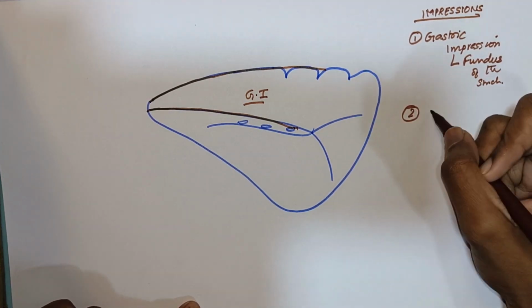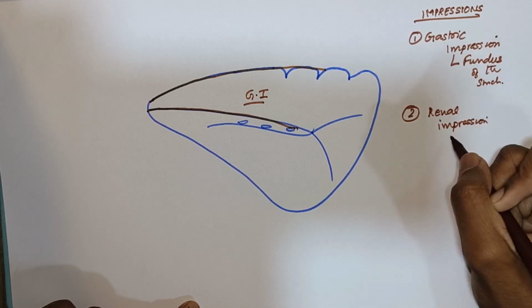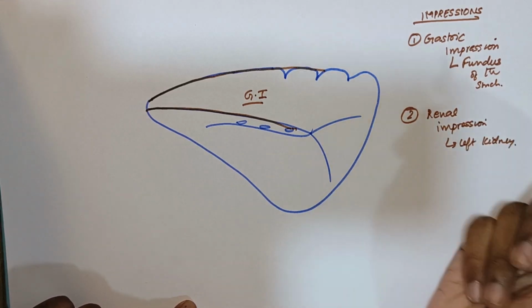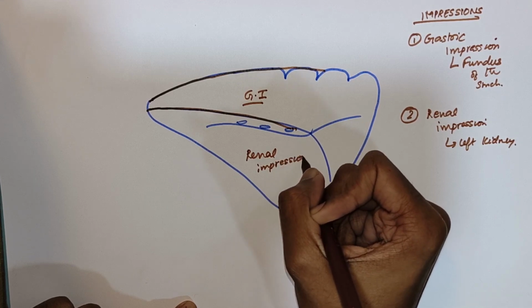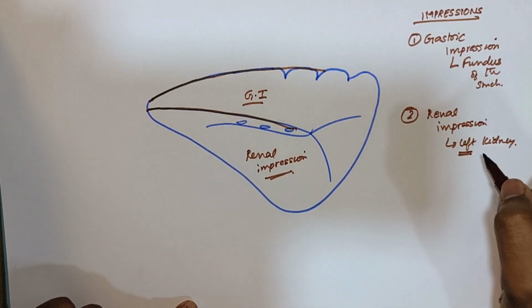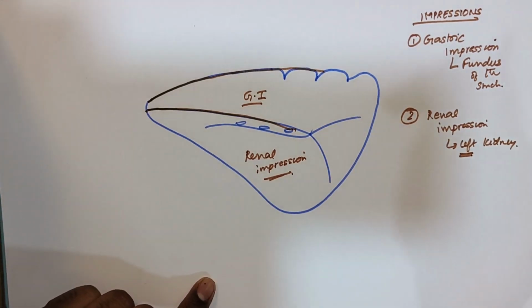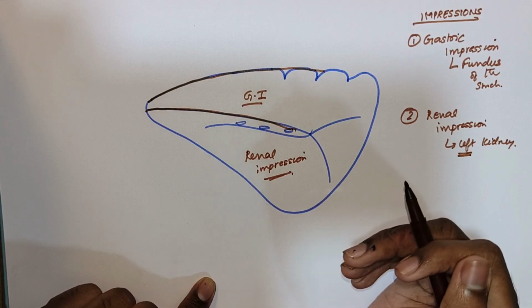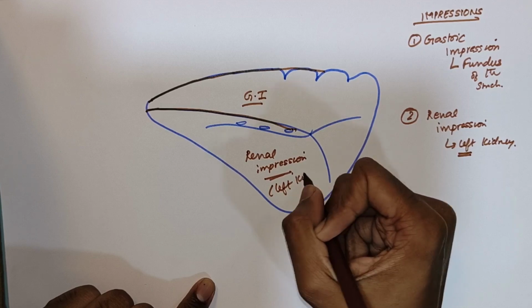Now, the second impression is the renal impression. As the name suggests, it is by the kidney. Which kidney? By the left kidney. Because the spleen lies on the left side, right? So, this is the renal impression. The left kidney makes an impression on the inferior aspect or the visceral surface of the spleen. This is known as the renal impression, to be precise, by the left kidney.